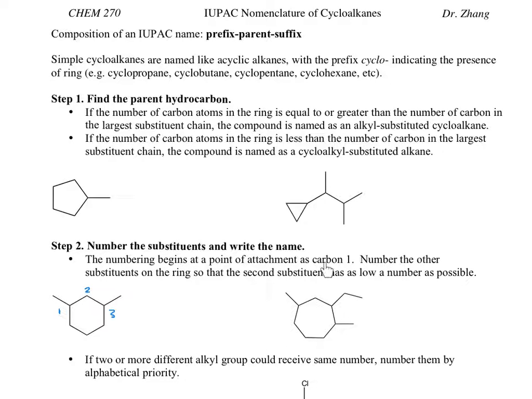In the case of this example, there are 3 different substituents. To make sure all the substituents have the smallest possible number, you're going to start on the right-hand side. Therefore, you would have your substituent on carbon number 1, carbon number 2, and carbon number 4 to make sure all of your substituents have the smallest possible number.